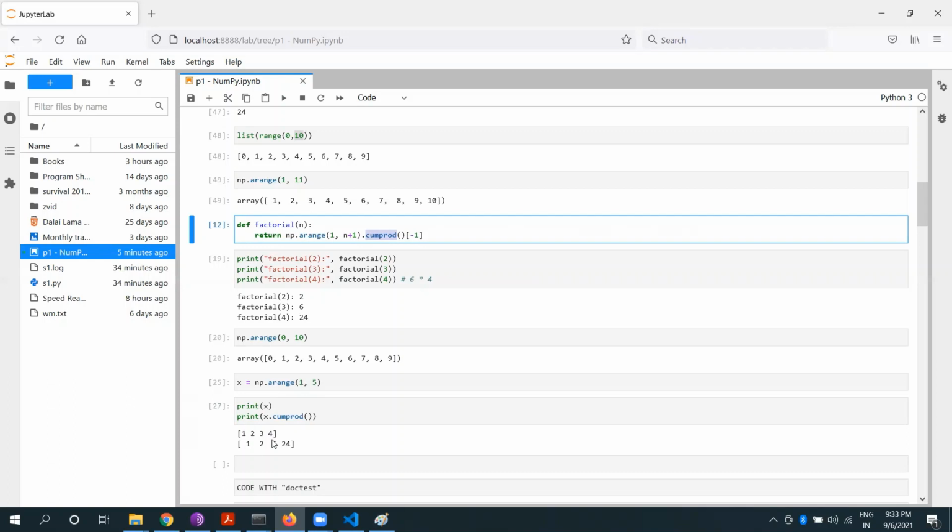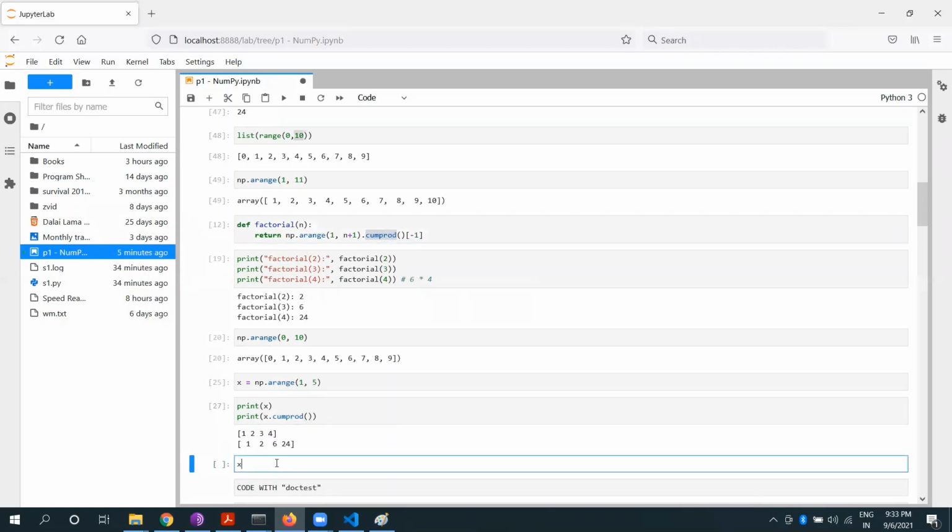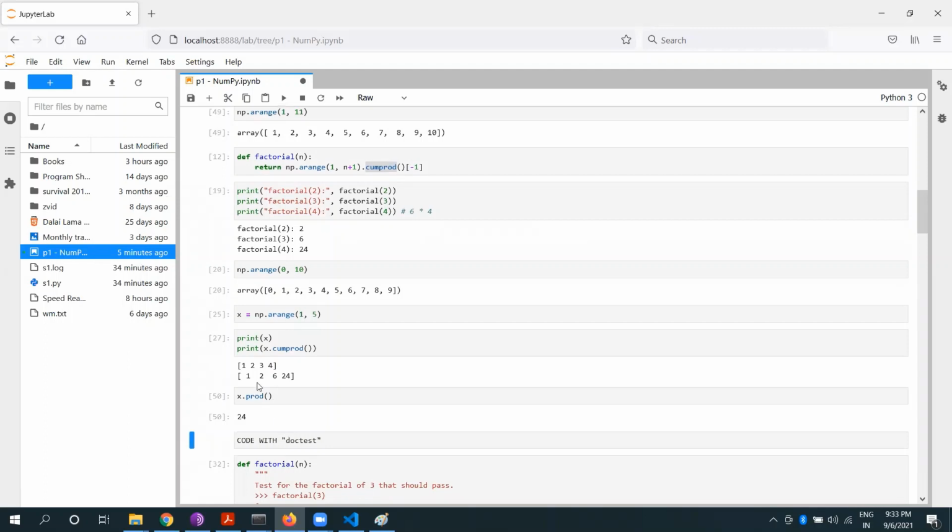Let me try to print x dot product. It is there, 24. So this gives us the product of all of the items in this array. Now, if we do the cumulative product, it returns iteratively, for every element, the product of the previous elements. 3 times 2 times 1 is 6.